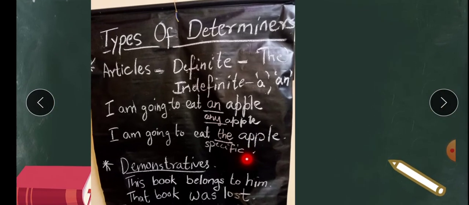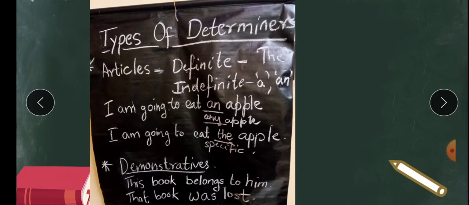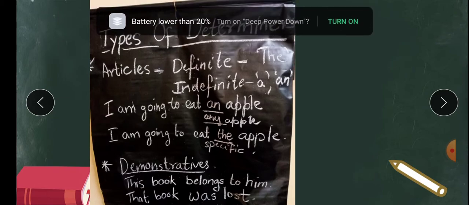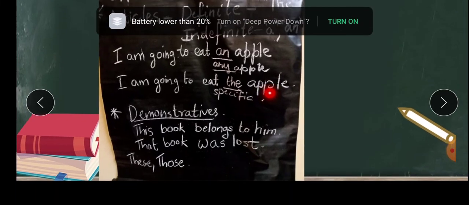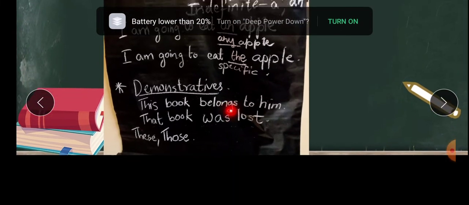Types of determiners we have discussed. Articles: definite is the, indefinite is a and an. I am going to eat an apple. Any apple it could be. I am going to eat the apple. It's about a specific one.